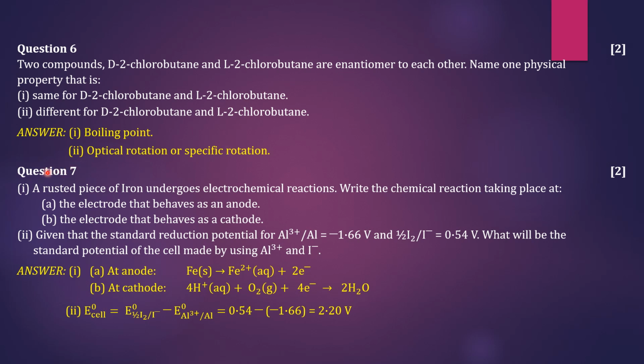Now come to question number 7. A rusted piece of iron undergoes an electrochemical reaction. Write the chemical reaction taking place at cathode and anode. Now see, you have 3 topics in electrochemistry from where a direct descriptive question may come. One is this corrosion, the cathode and anode reaction. Number 2 is the lead storage battery. There also you will get cathode and anode reactions, one for charging the battery, another for discharging the battery.